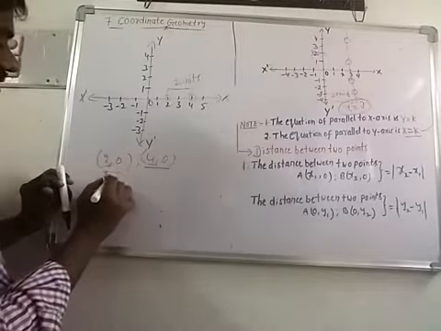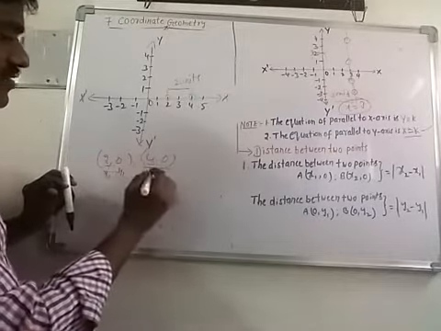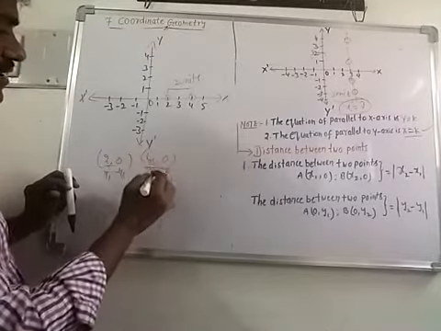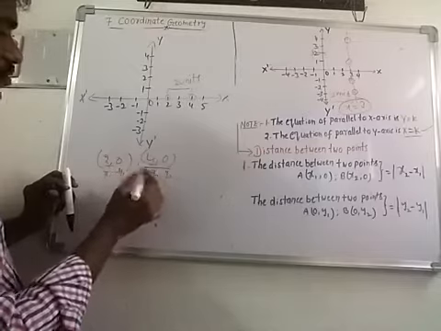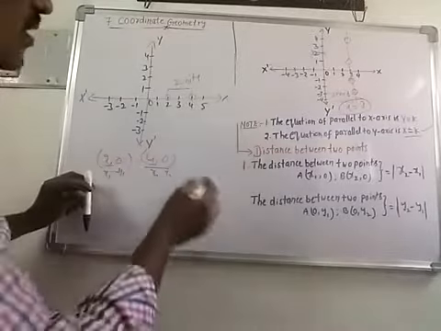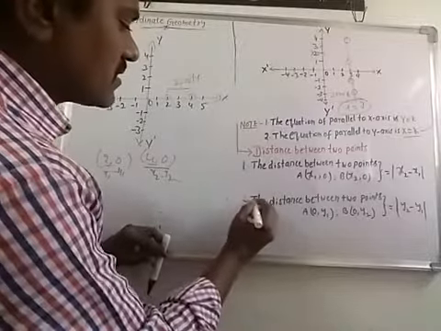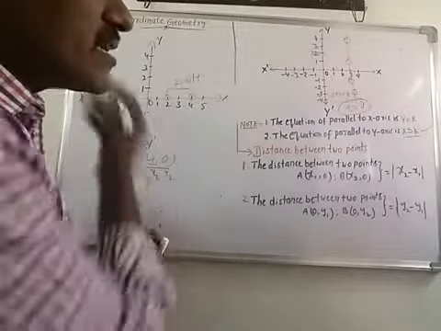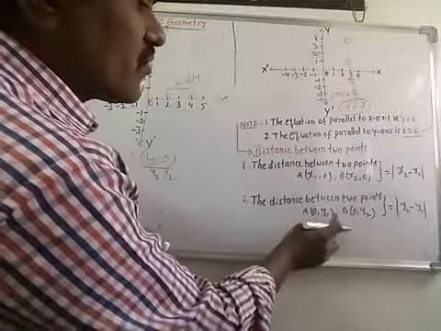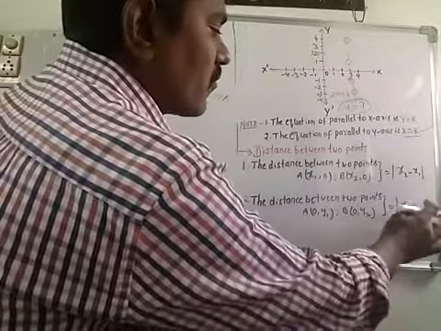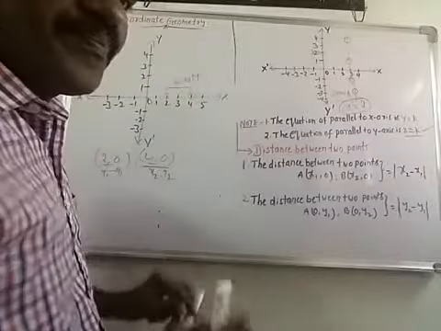This point we take as (x1, y1), and this point we take as (x2, y2). So here x2 is 4, x1 is 2. That is x2 minus x1, 4 minus 2, which equals 2 units. And second, the distance between 2 points A (0, y1) and B (0, y2) is the modulus of y2 minus y1.